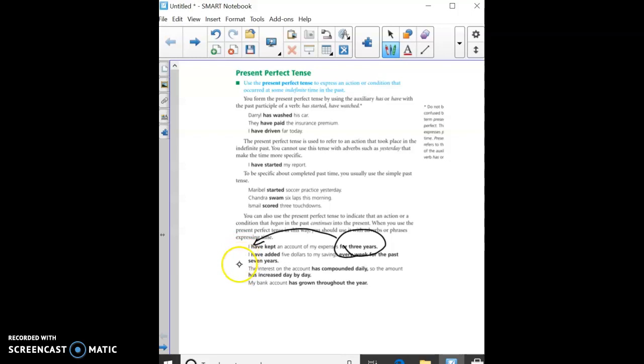Let's look at this third one. The interest on the account has compounded daily, so the amount has increased day by day. So in this case, right, we explain it. And my bank account has grown, and then "throughout the year" is that phrase that's going to tell us that we need to use the present perfect tense.